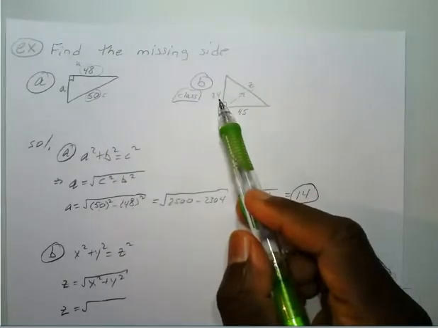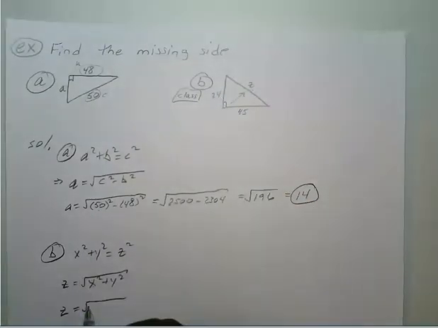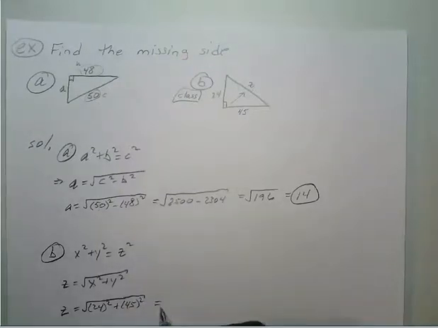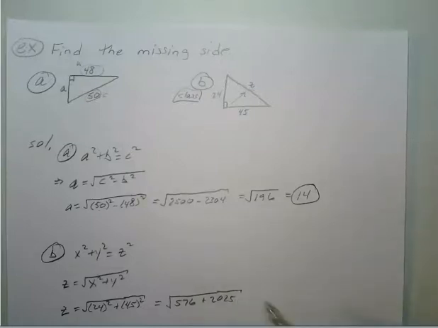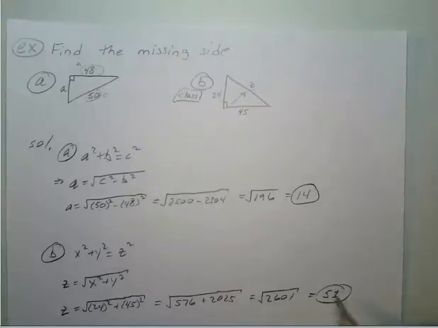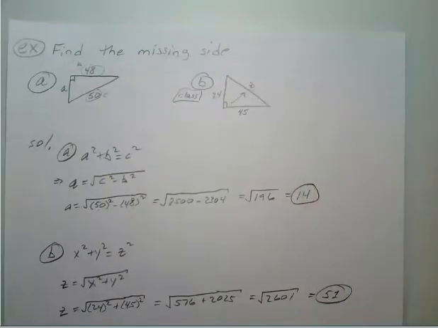Your x is 24, so you can make that 24 squared, plus your y is 45, so that would be 45 squared. Okay, and that's going to equal 24 squared, which is just 24 times 24. That's 576, plus 45 squared, which is just 45 times 45. It's 2,025. So that gives you the square root of 2,601, which is 51. Okay, so your side Z is 51.